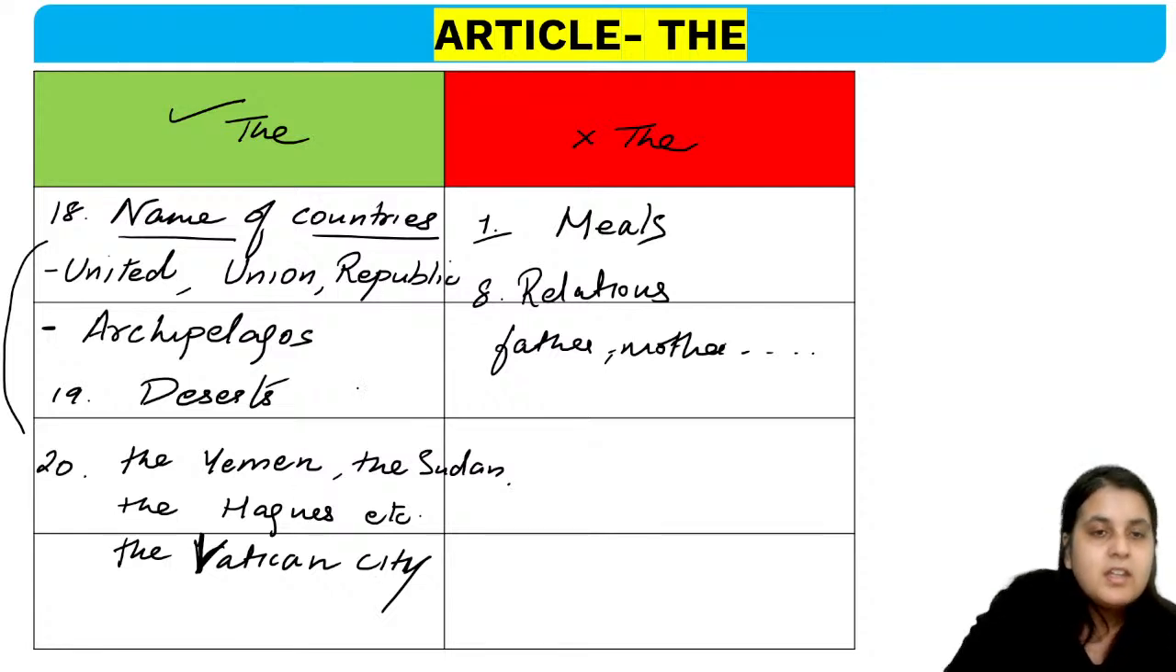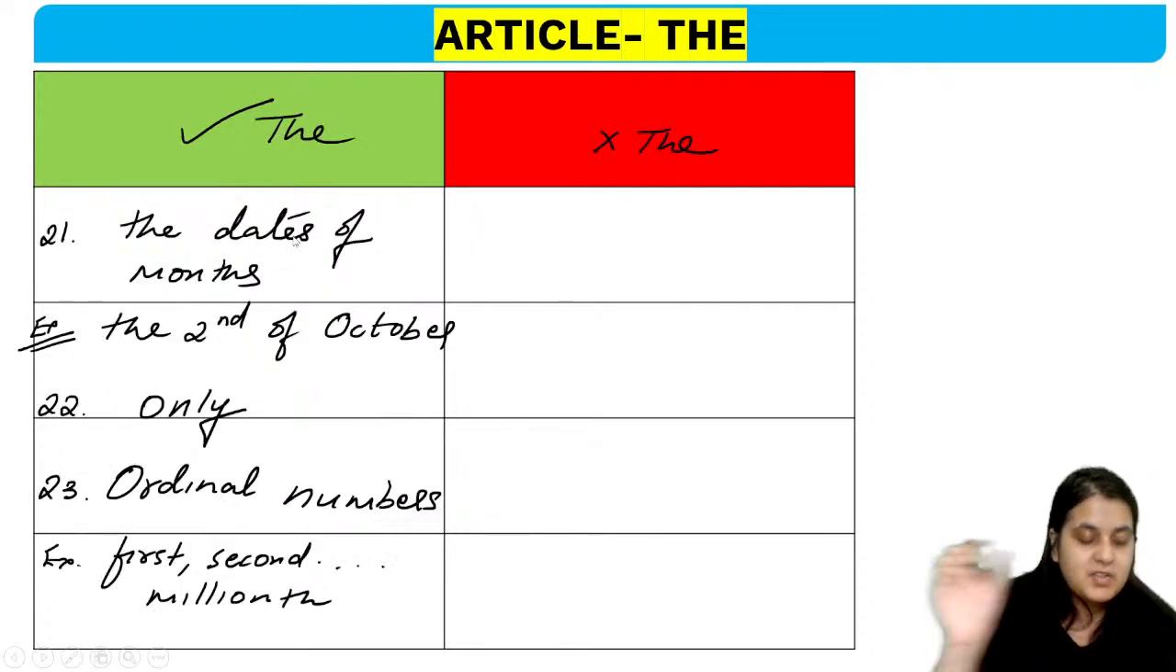the Vatican City. Okay, then you use "the" before the dates of months. For example, he was born on the 2nd of October. We use it before only ordinal numbers like first, second.